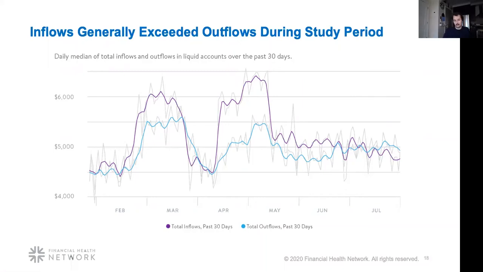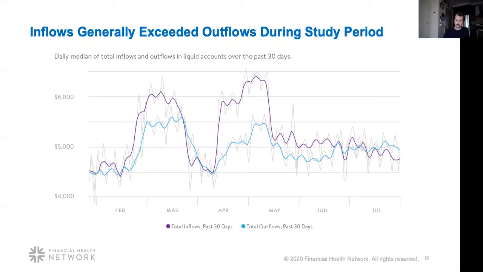So in the purple line on this graph, you'll see the inflows summed over the past month for individuals in our sample, and the light blue line is outflows. So when we track these inflows and outflows in liquid accounts, we see that inflows generally exceeded outflows in the study period. The purple line is generally higher than the blue line, but the two move together, which implies that people generally spend more when they have more income, although it could be the opposite.